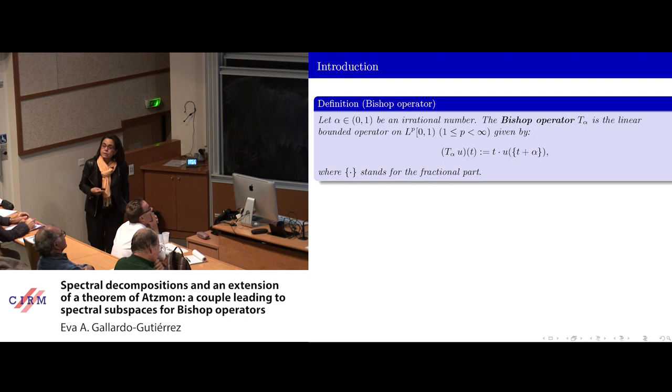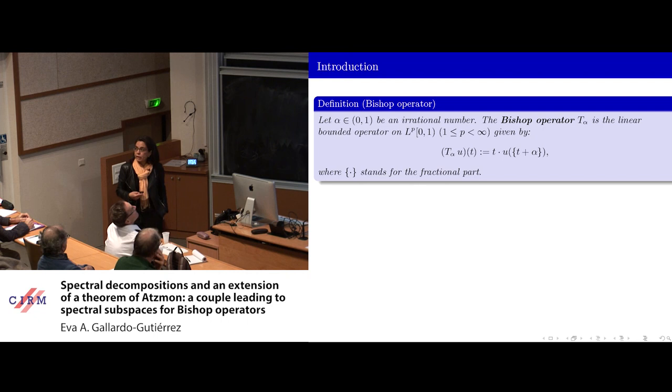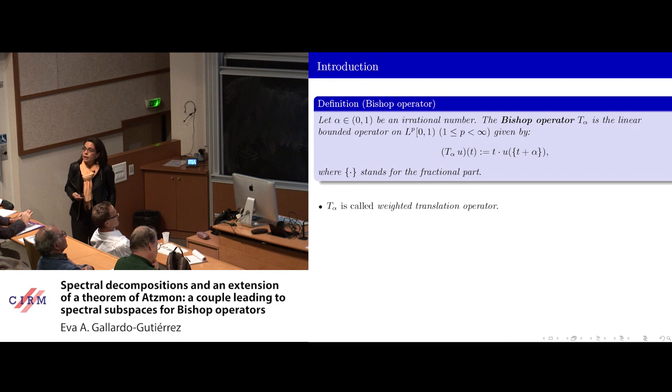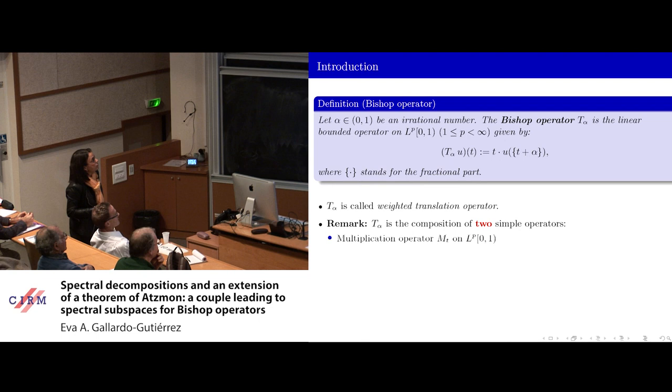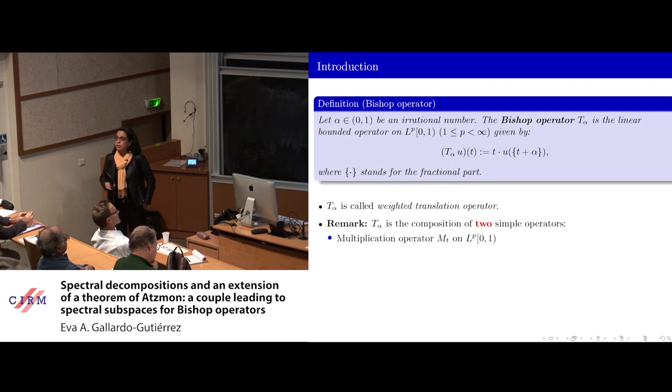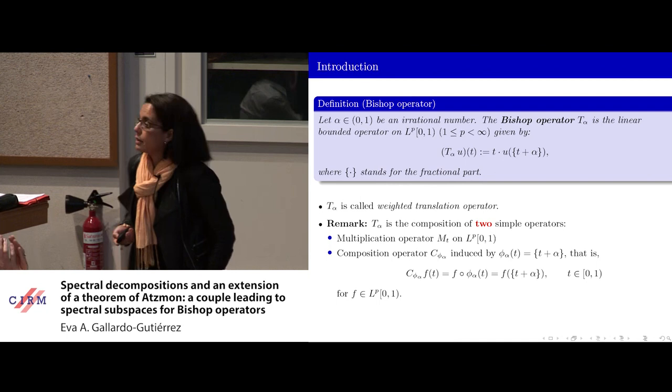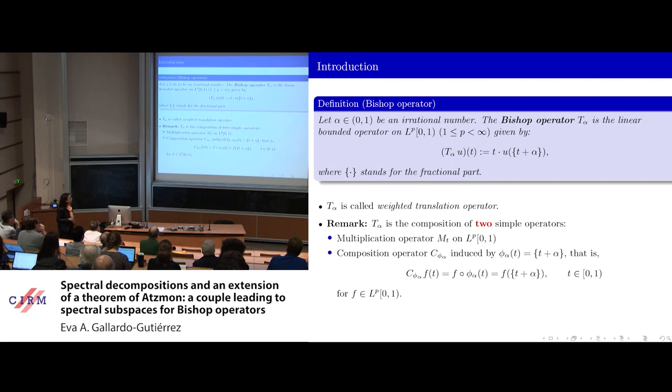So this is a weighted composition operator, also called a weighted translation operator, and it's the composition of two simple operators. One is just the multiplication by t, the multiplication by the independent variable, and this is a well-known operator we understand very well. And the other one is a composition operator induced by the symbol phi alpha, just phi alpha of t equal to the fractional part of t plus alpha.